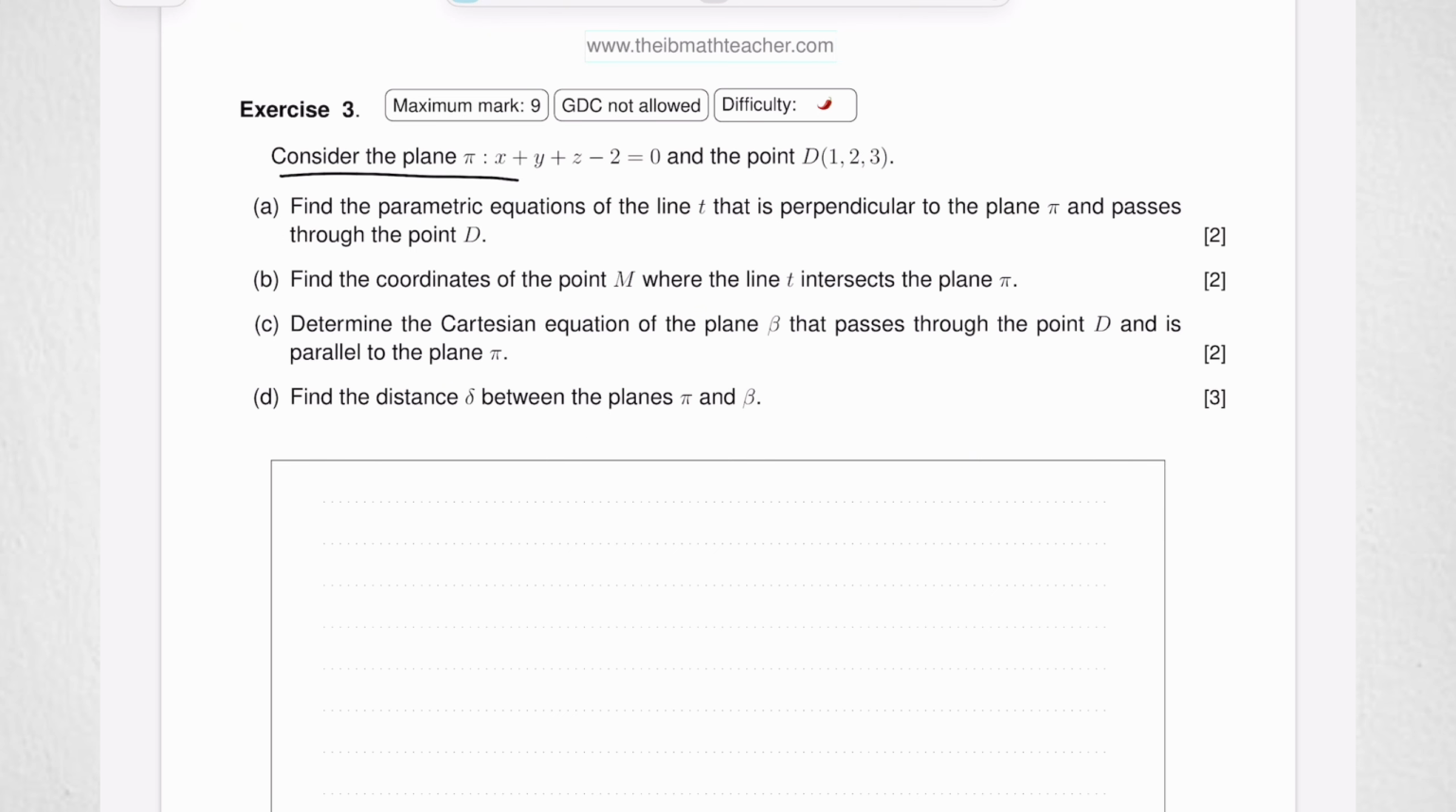Consider this plane pi: x plus y plus z minus 2 equal to 0, and the point 1, 2, 3. We can immediately verify if this point lies on the plane by substituting the x, y, and z coordinates into the equation. If we get a true statement, meaning 0 equals 0 or 2 equals 2, something like that, that means that the point lies in the plane. And in this case, it's not going to. 1 plus 2 plus 3 minus 2 is not equal to 0. So we know that it doesn't.